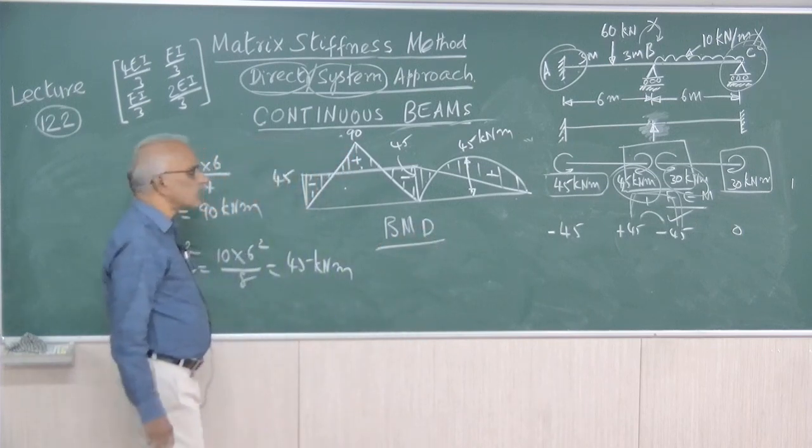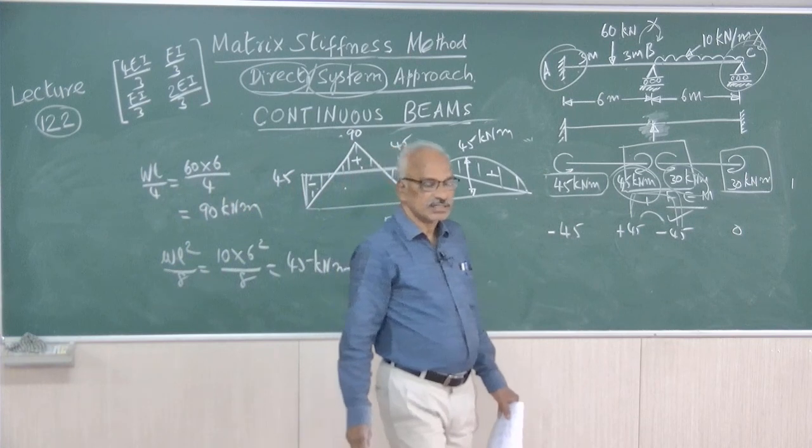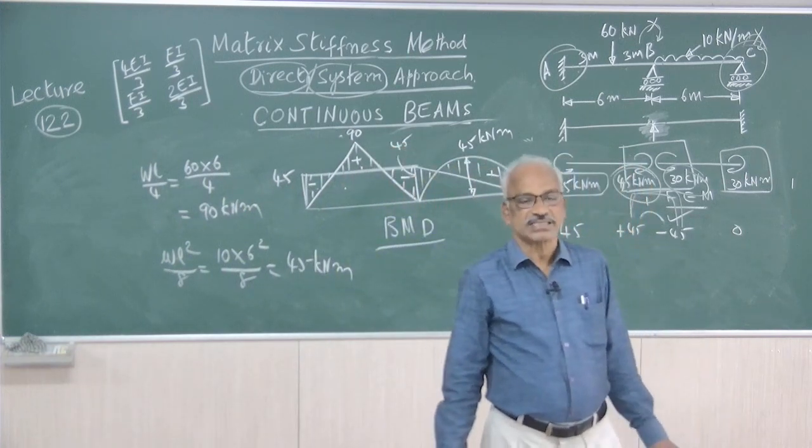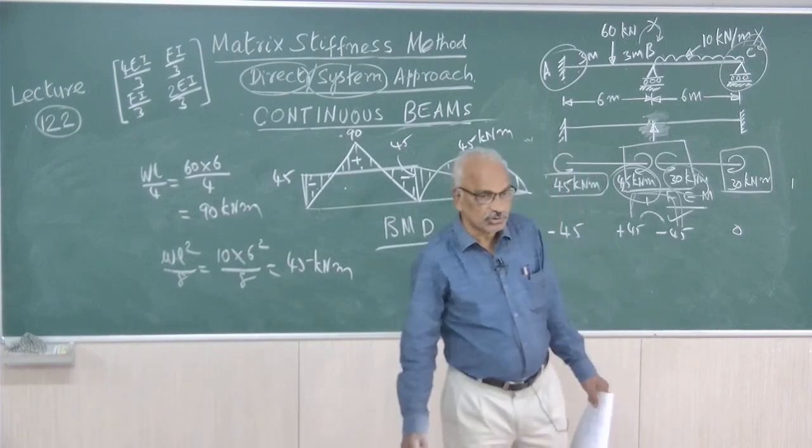So that completes the analysis of a two-span continuous beam by the direct stiffness method. So thank you for the patience.